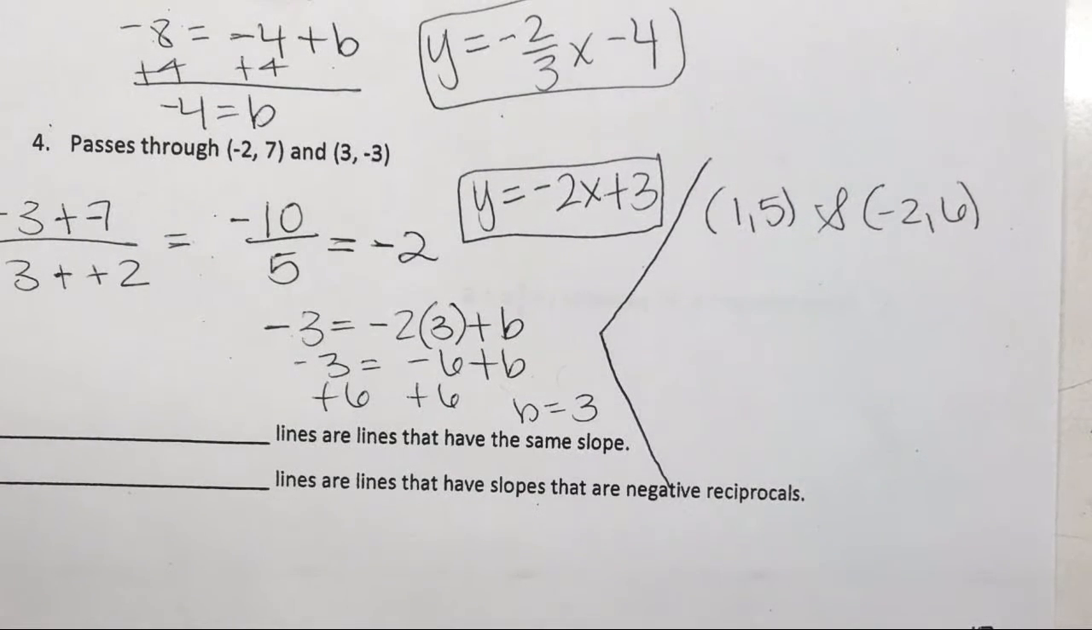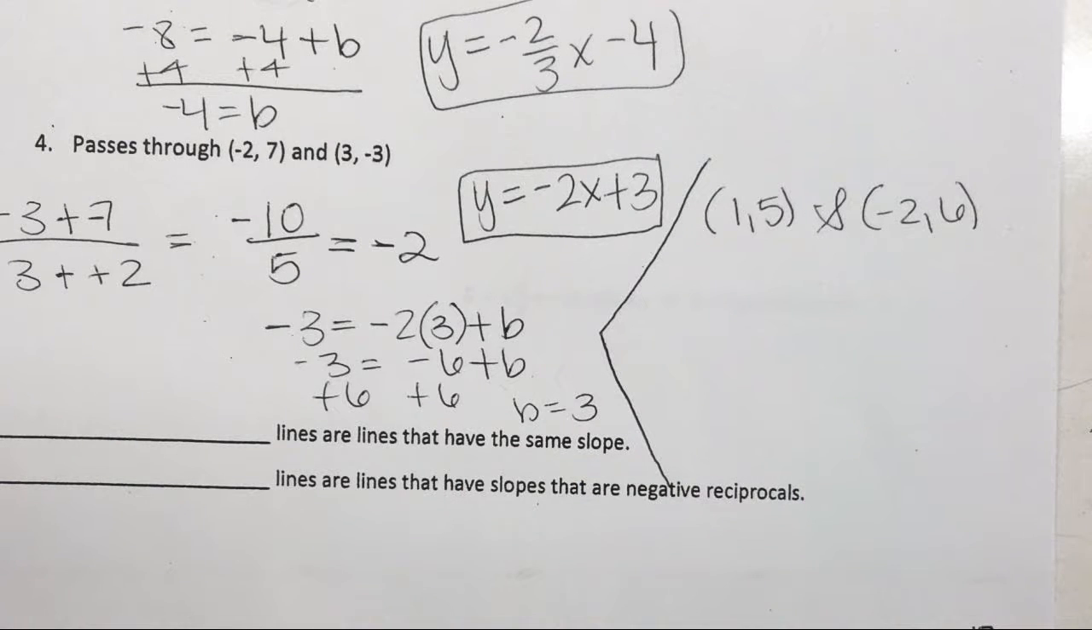Whoever can tell me this one in fraction form can draw out of the box. We need fraction form. The slope and y-intercept both need to be in fractions, like no decimals. The points are 1, 5 and negative 2, 6. I'll give you a little bit more time. You want fraction form for either one of them or both of them?